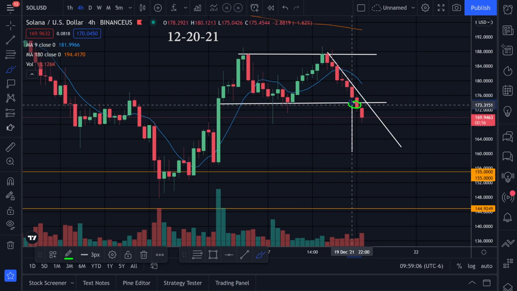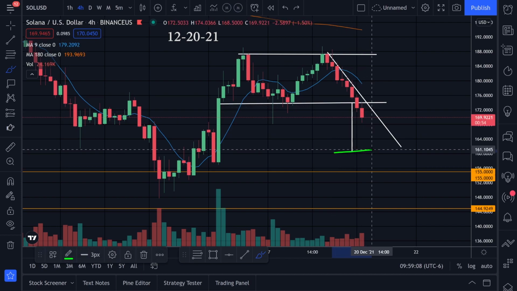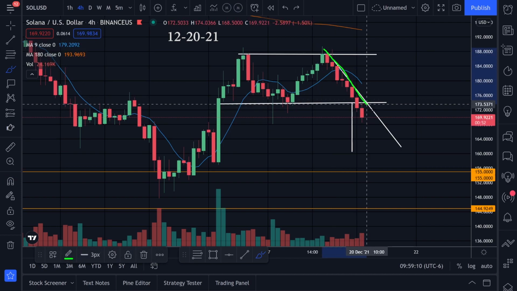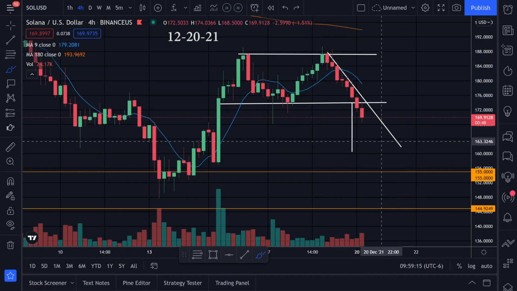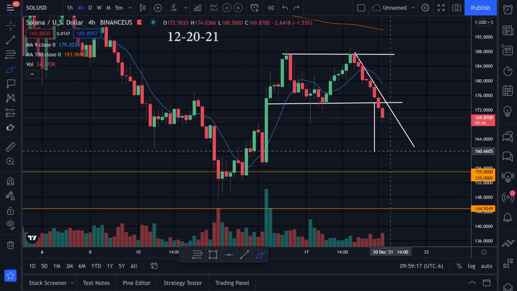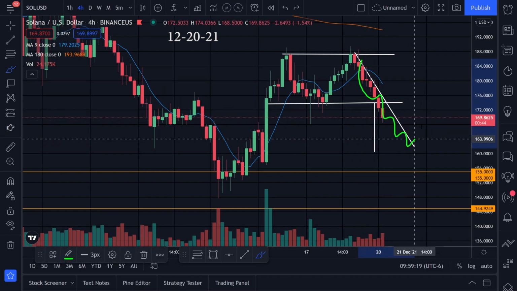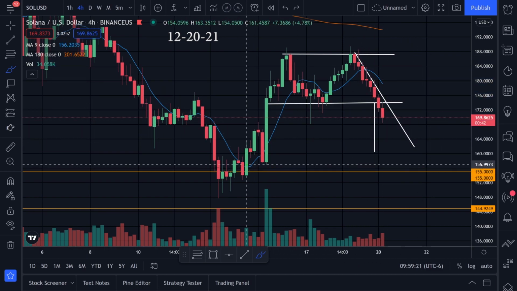Let's see if this pattern can play out and come down to 160. And I'm watching this downtrend right here on the 4-hour time frame. If we could break this downtrend going to the upside, then maybe we could start changing direction. But until we break this downtrend going to the upside, I'm looking at these bottom supports down here at 155. Like I said, I have a limit order at 155.